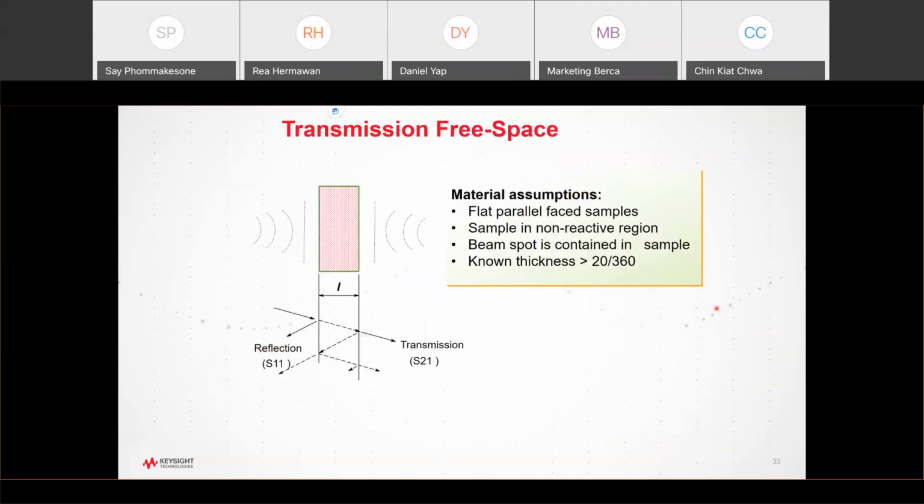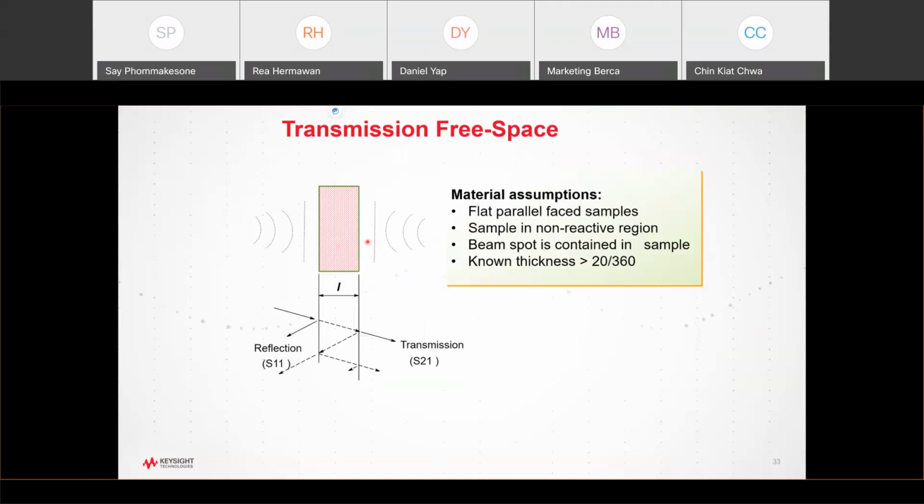Another one is the free space method. The free space method is a non-contact method. In this case, this is your sample, and this is basically the signal wave. Your sample needs to be wide enough to make sure you cover the whole plane of the signal.